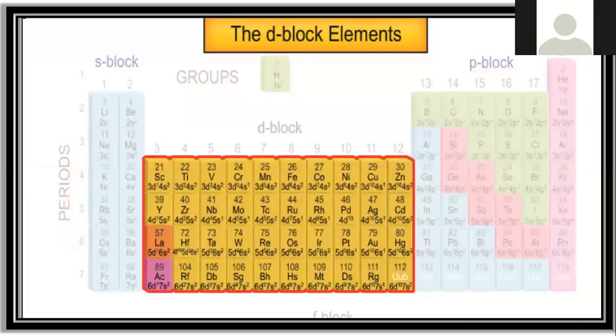Okay. So here are the D block elements from the atomic number 21 to 112.